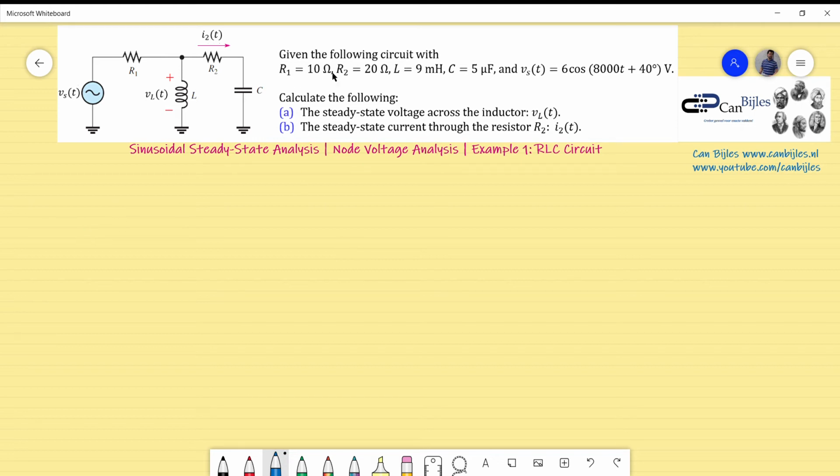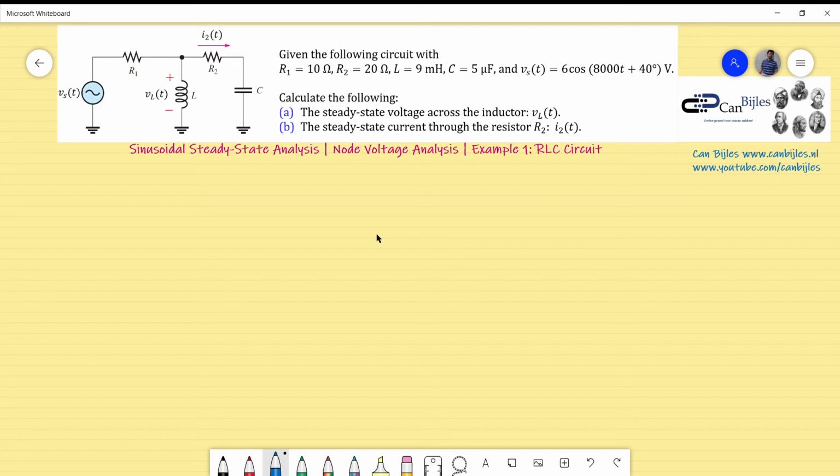Now R1 and R2 are purely resistive, so these stay the same in the frequency domain. We have to determine the reactance for the L and the reactance for the C, for the inductor and capacitor. And we have to transform this expression for the voltage source Vs into the phasor domain, so a phasor expression, in a polar expression. So I will start first with the expressions for the reactances.